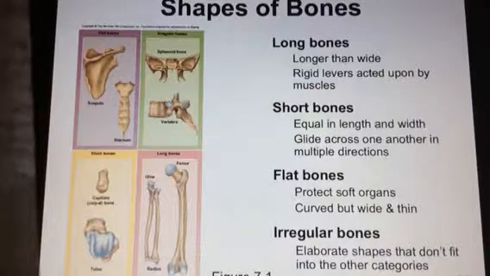Short bones are equal in length and width. They glide across each other in multiple directions. When we get to joints, we'll talk about all of these movements. Flat bones are exactly what they sound like. Your sternum is an example of a flat bone, or your scapula. They are curved but thin. And then irregular bones are elaborate shapes that really don't fit into any other category. So they're not flat, not short, not long. They must be irregular. So an example is your talus, which is your heel.